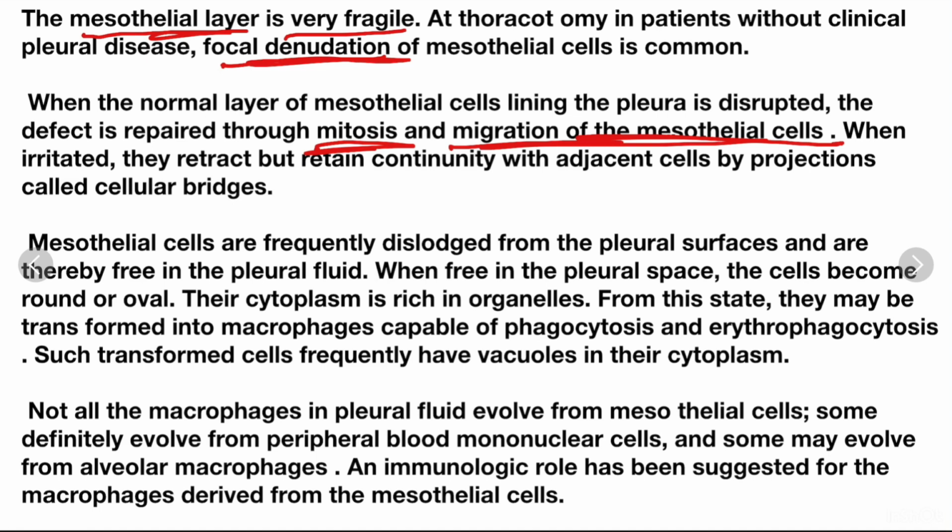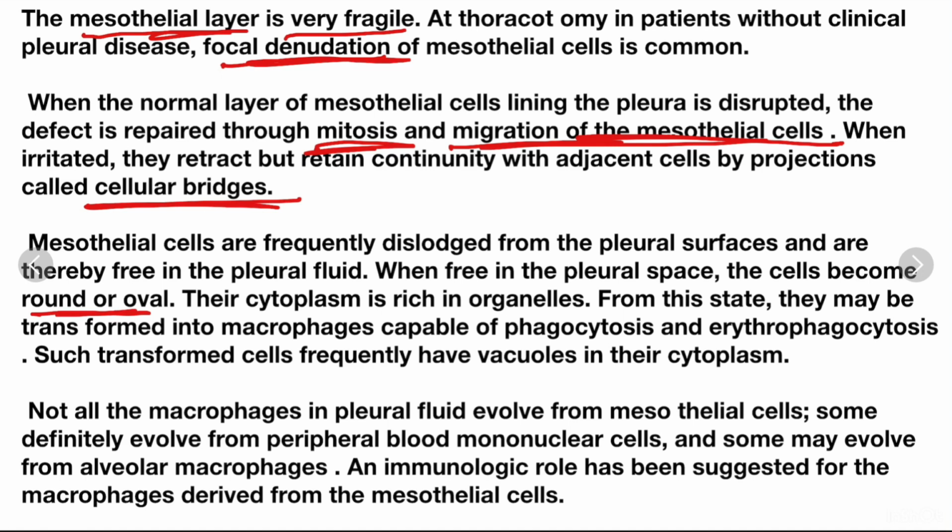When irritated, they retract but retain continuity with adjacent cells by projections called cellular bridges. Mesothelial cells are frequently dislodged from the pleural surfaces and are thereby free in the pleural fluid. When free in the pleural fluid, the cells become round or oval in shape. So these mesothelial cells can dislodge from the pleura and come freely in the pleural fluid, and their cytoplasm is rich in organelles.